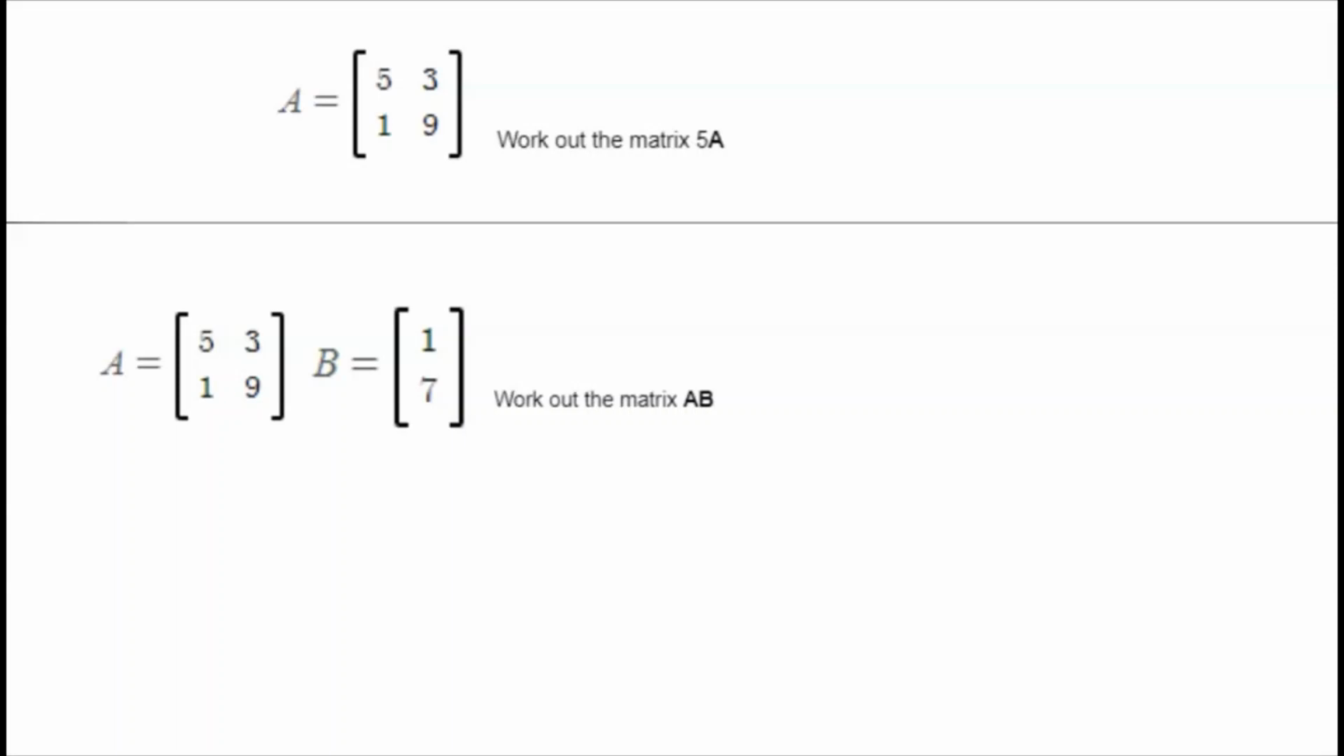So in this first question we're going to be multiplying our matrix by an integer, and in this case that's 5. So we're just going to multiply each number in the matrix by 5, so 5A, which would be our matrix 5A. That would equal, well, 5 times 5, which is 25, 3 times 5, which is 15, 1 times 5, which is 5, 9 times 5, which is 45. And that's our answer. So let's move on.